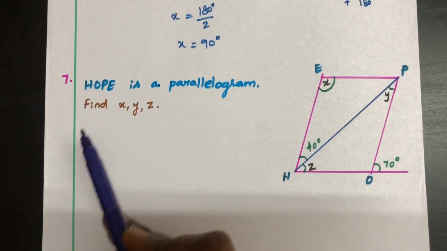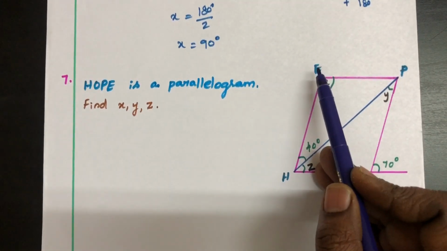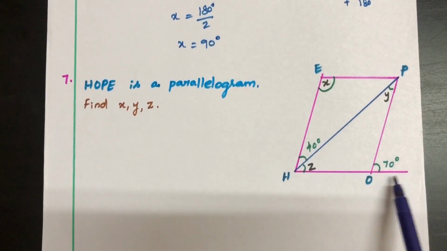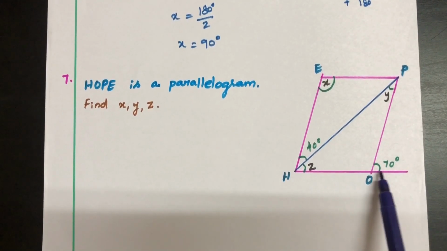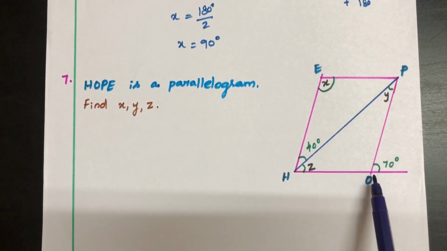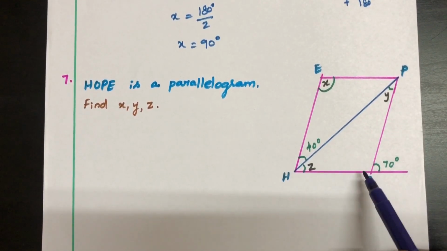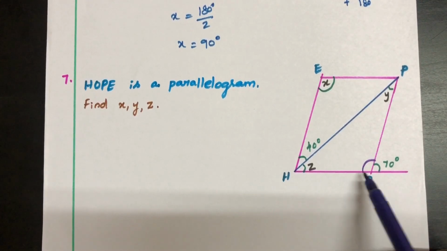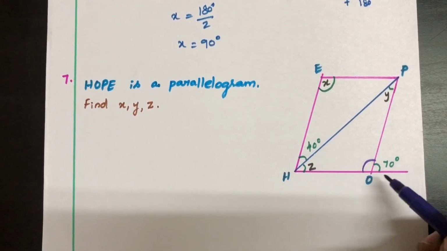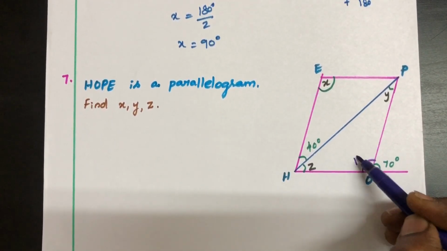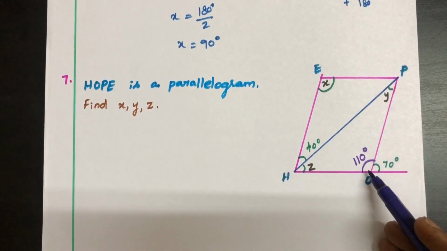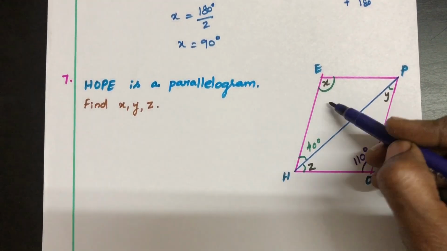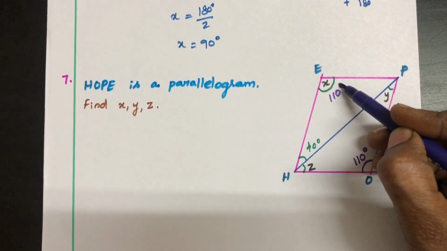Seventh question. HOPE is a parallelogram. Find x, y and z. It's very easy. See what is given. The exterior angle is 70 degrees. So from this we will start. If it is 70 degrees, what is this angle? 180 degrees minus 70 will give you, because this is a linear pair, 110 degrees. In a parallelogram, opposite angles are equal. So if it is 110, this is also 110 degrees. So we have found out x.